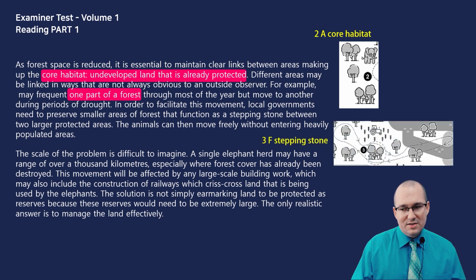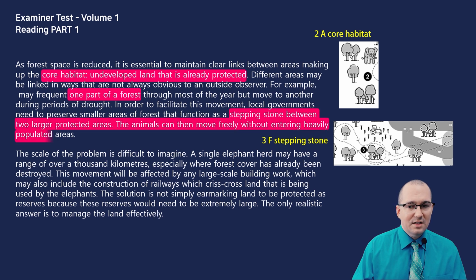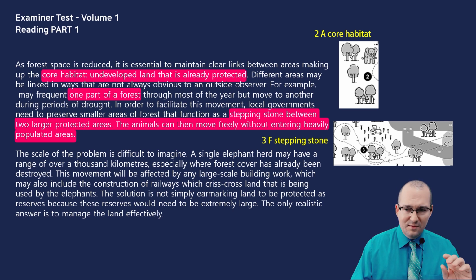The next one is stepping stone. Like I said with the questions, this one might be the least obvious. So let's have a look at where we can find it. It's right below: stepping stone between 2 larger protected areas. The animals can then move freely without entering heavily populated areas. So when they said the core, that means it's quite something big. But stepping stones are between 2 larger protected areas. So you've got 2 areas and you would feel like there's something in the middle.